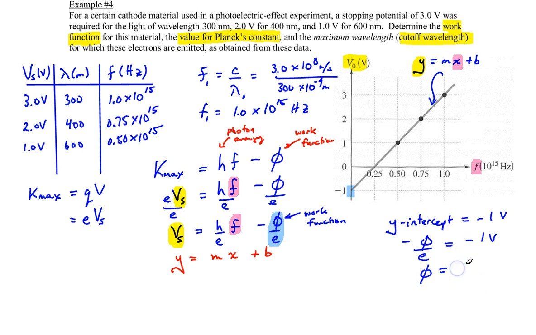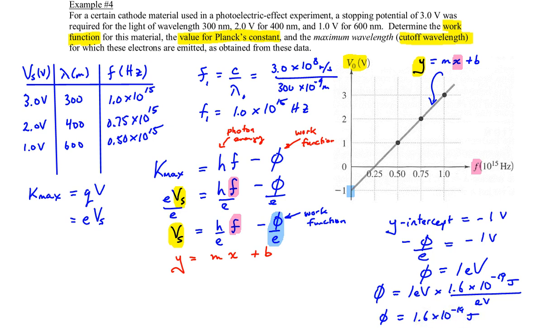Let me just erase that. You're going to get 1 electron volt as your work function. You could also write this in terms of joules. 1 electron volt, if we were to convert this to joules, we would multiply by 1.6 times 10 to the power negative 19 joules for every electron volt. So this work function is equal to 1.6 times 10 to the power negative 19 joules. So there's our first answer here.